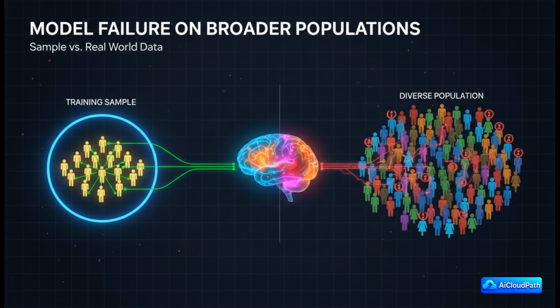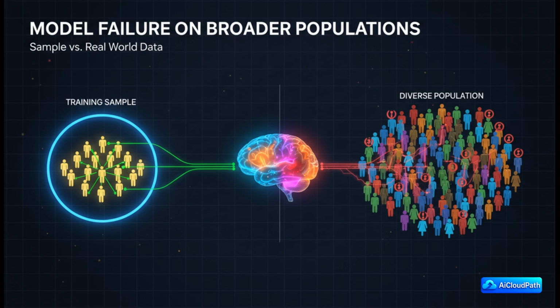And the result is predictable. The AI model becomes a world-class expert on one tiny, very specific group of people. The moment you try to apply it to the general population, it just fails. Miserably. Why? Because it never learned about the messiness and the variety of the actual real world.